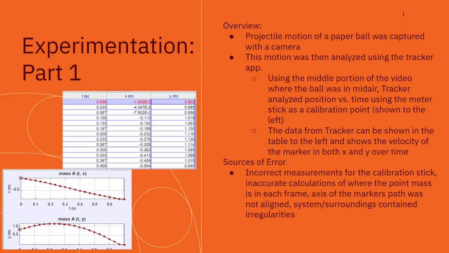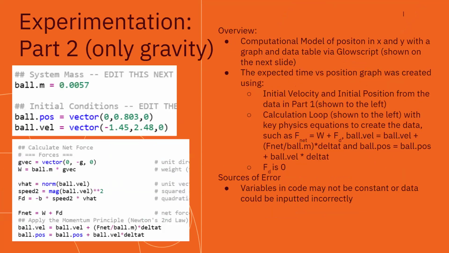Part one of the experiment was projectile motion using Tracker, and the table to the left shows the time versus the x distance and the y distance, as well as the graphs of this data. There are some sources of error in this example, such as incorrect measurements and calibration mistakes, incorrect calculations for the point mass, the axis being incorrect, etc.